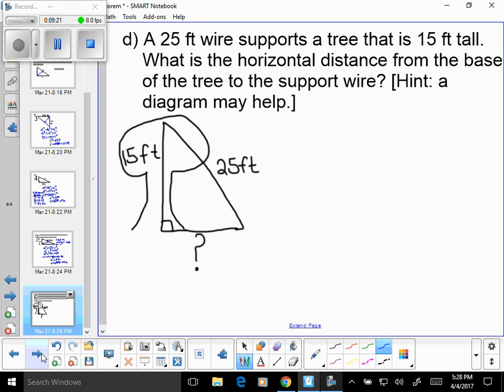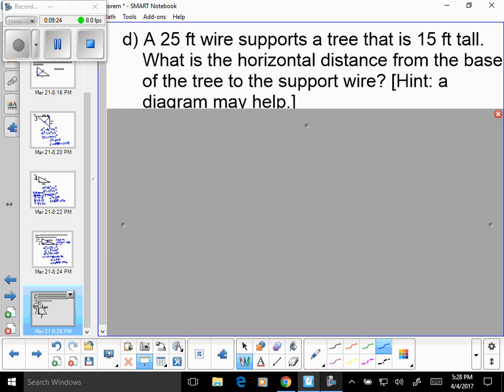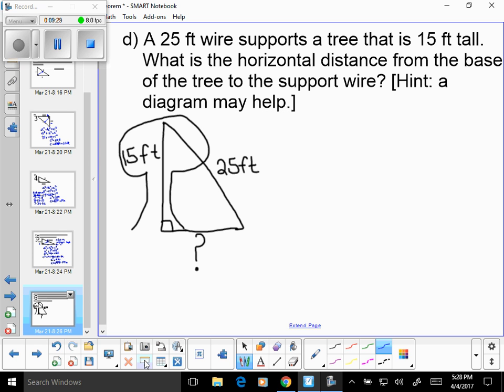Now normally, you're just going to read this. So, make a diagram. Okay, I'm not the greatest artist in the world. Some of you are better, but I kind of drew a tree here. I made it 15 feet tall. I showed my wire, my support wire, going down to the ground of 25 feet. Now you have to ask yourself, what am I trying to find? Am I trying to find the leg, or am I trying to find the hypotenuse? Look for that right angle. Aha! I know it. So that's C. That means I'm trying to find the leg.